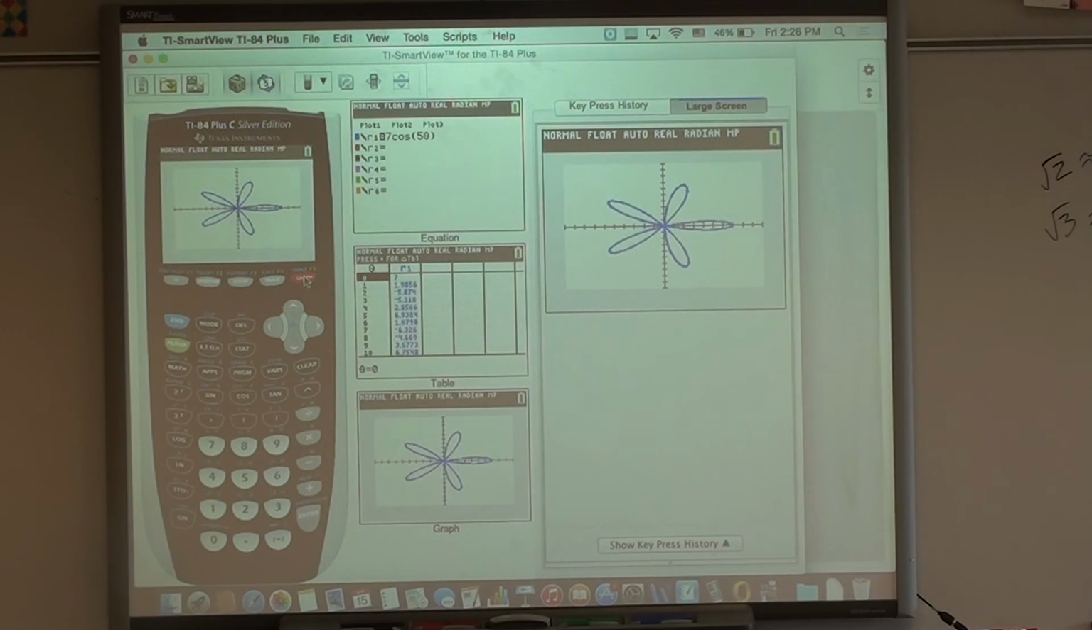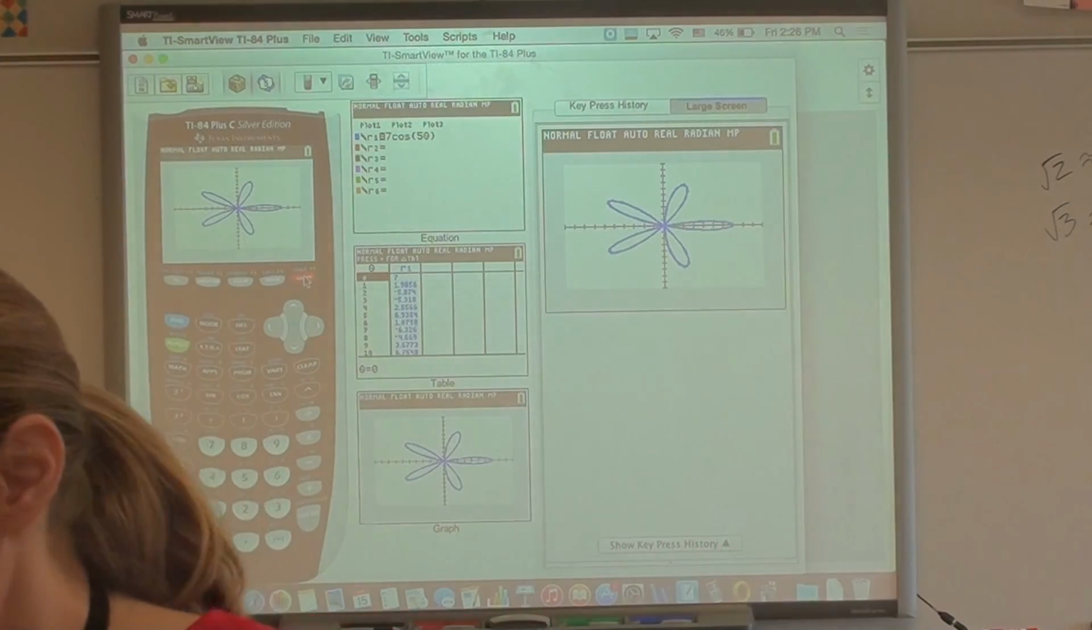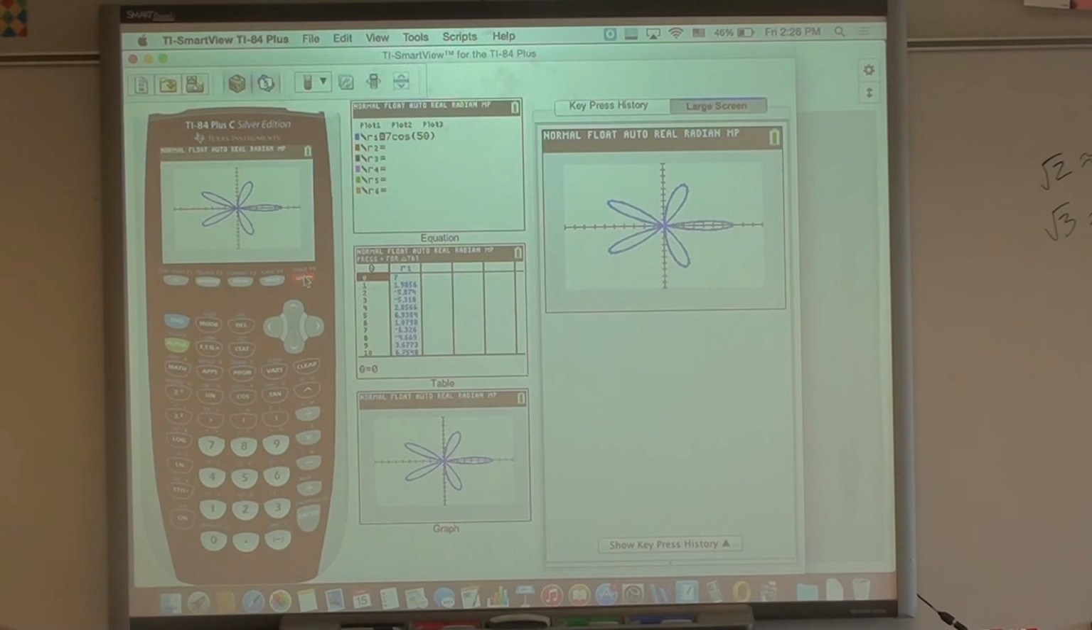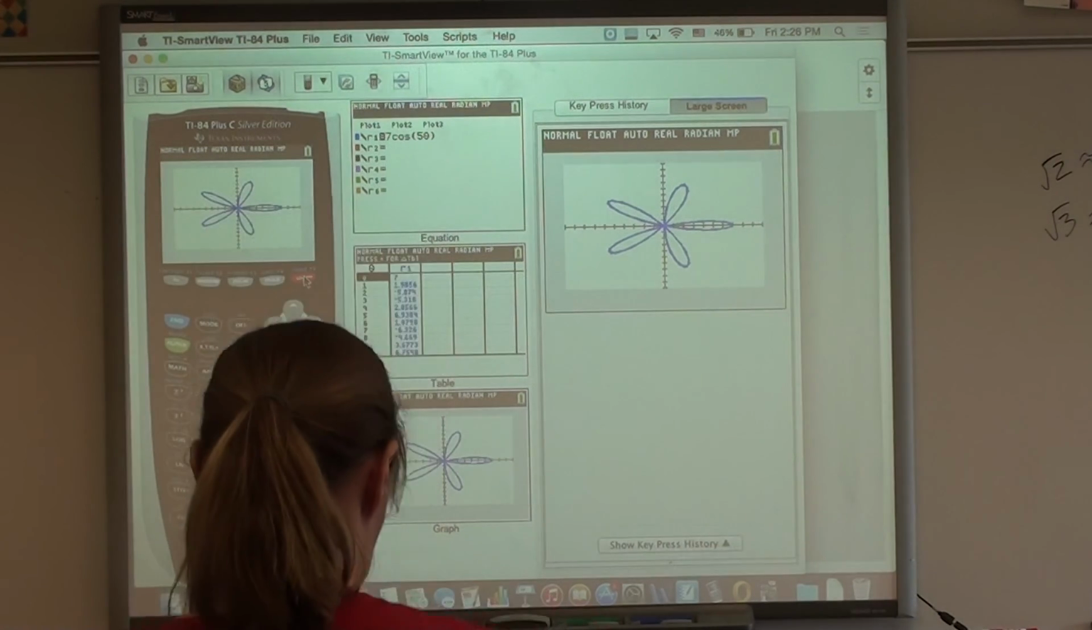Now, are people having problems? Need some help? What's point 1? Your theta step. Oh, good. Yeah, see, there you go. So you all graph the rose.